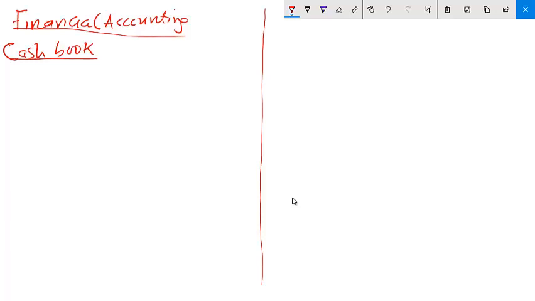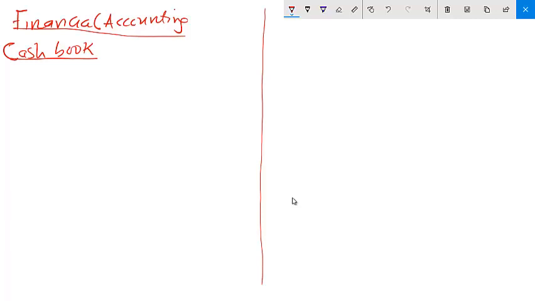The next one we'll be looking at today is what we refer to as a cash book. The cash book is one of the subsidiary books that we use in making entries for cash received or cash paid. Basically, it is a subsidiary book that we can use for transactions that involve immediate payments, either by cash or by check.